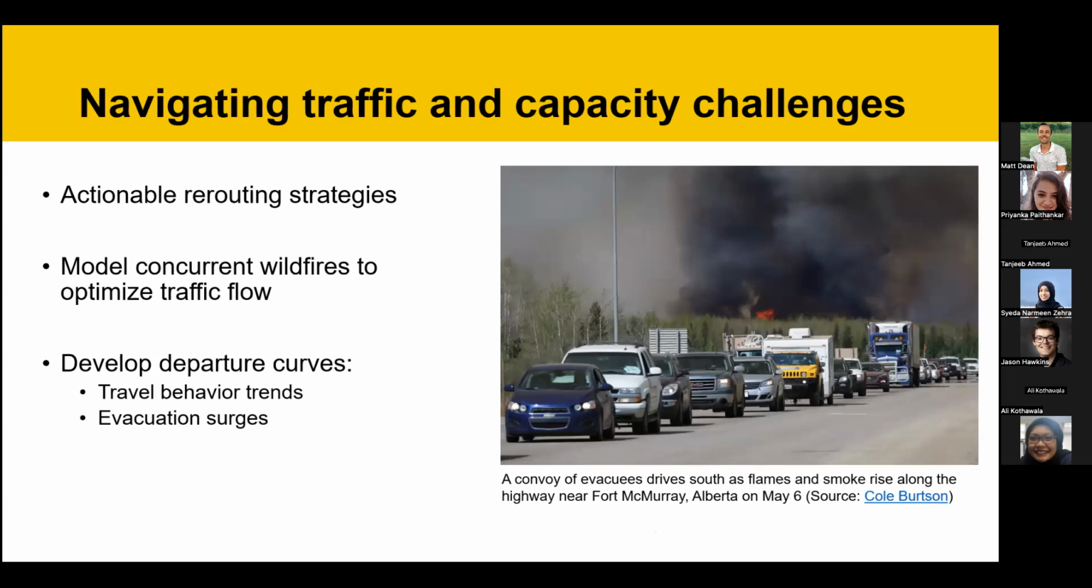In our networks discussion, we find that computational models at the local and regional scale should be developed to assist in devising system-optimal rerouting strategies and coordinating traffic with neighboring wildfire-prone areas. Researchers and agencies should coordinate on data sharing practices and develop departure curves for communities with previous wildfire evacuation experience, which can provide valuable travel behavior trends and insight into when evacuation surges are likely to occur.